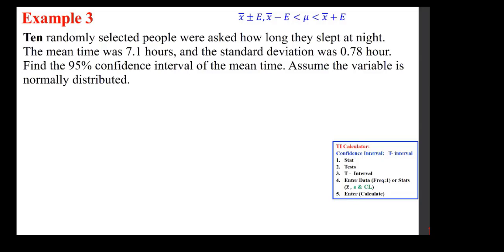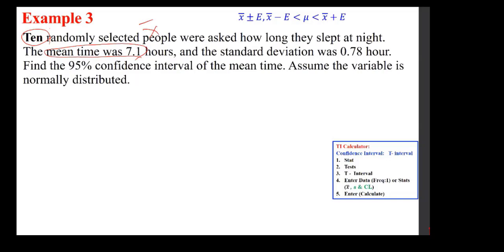It's important to read and write the given. For example, the very first number is 10, so that's your N. The next number is 7.1. It says it's the mean, so X bar. Remember, why is it X bar and not mu? I want to make sure everybody understands.